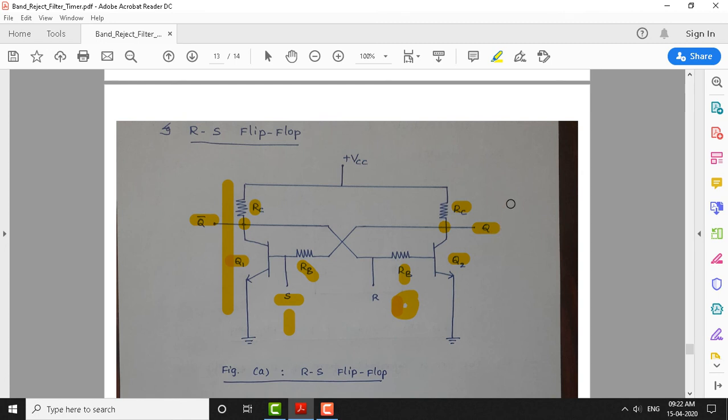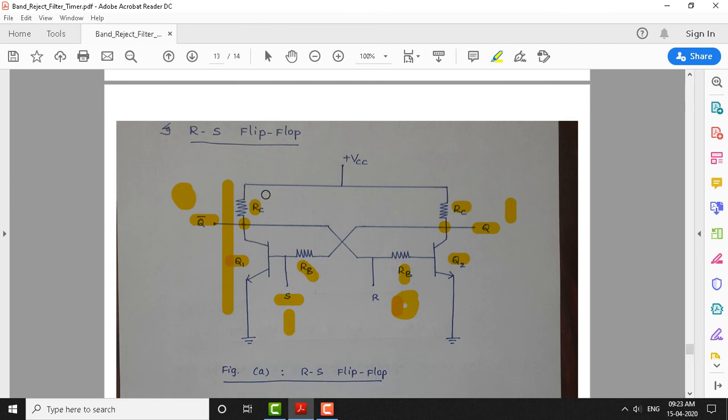Once Q2 is off, the voltage here will be very high, so that Q will be 1. Since Q and Q bar are complementary outputs, when Q is 1, Q bar has to be 0. This is how the circuit works. So for S equal to 1 and R equal to 0, that makes Q as 1 and Q bar as 0. Even if we assume it the reverse way, R equal to 1 and S equal to 0, that makes Q bar as 1 and Q as 0. That's how the circuit functions.